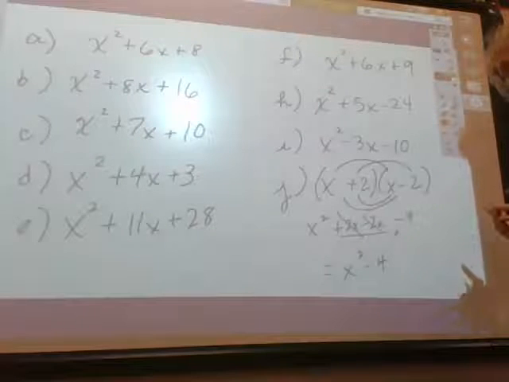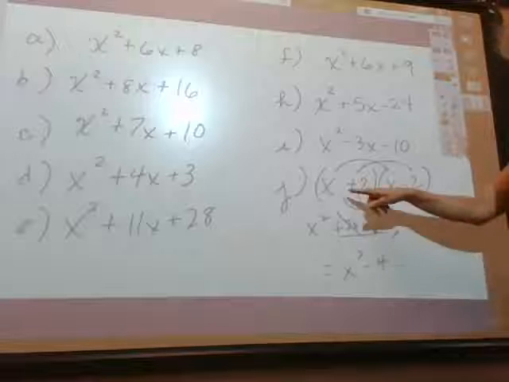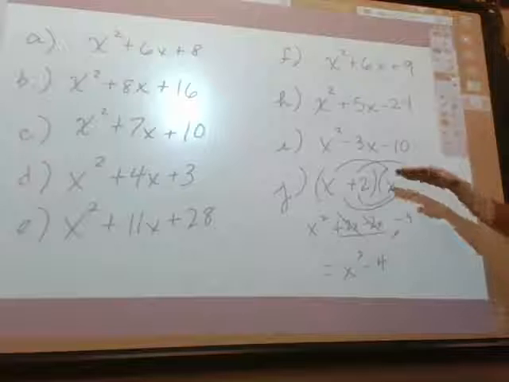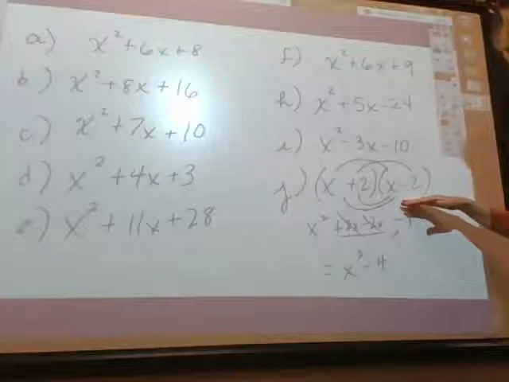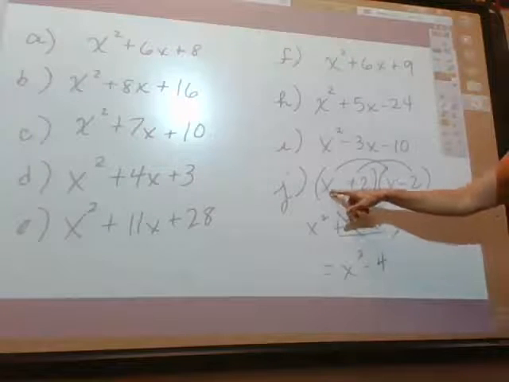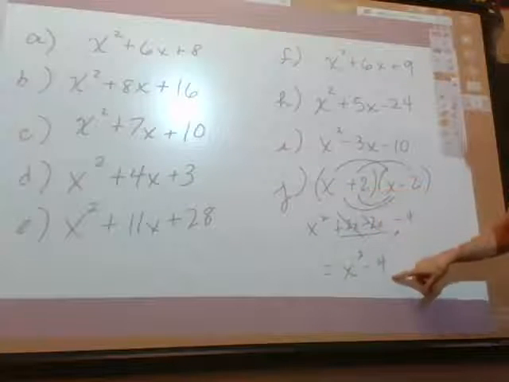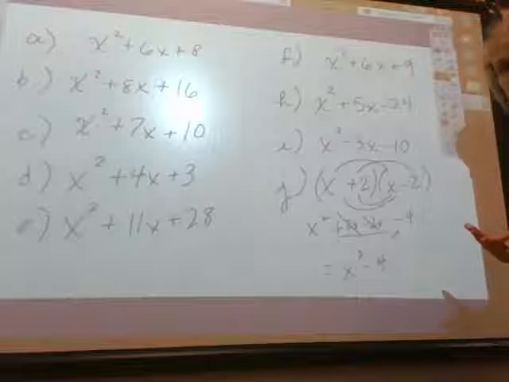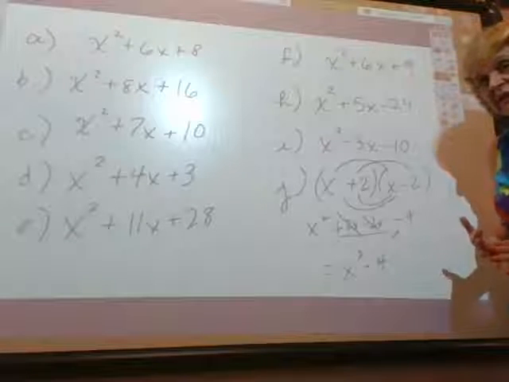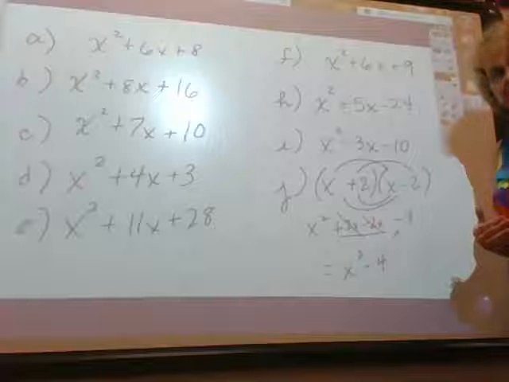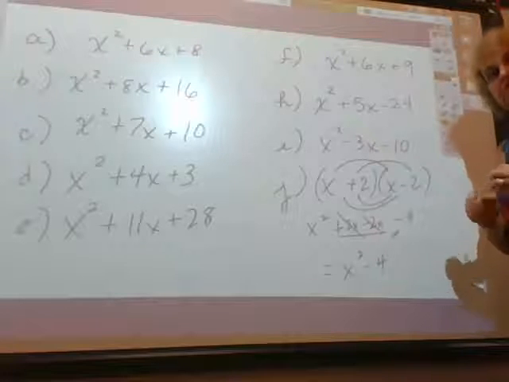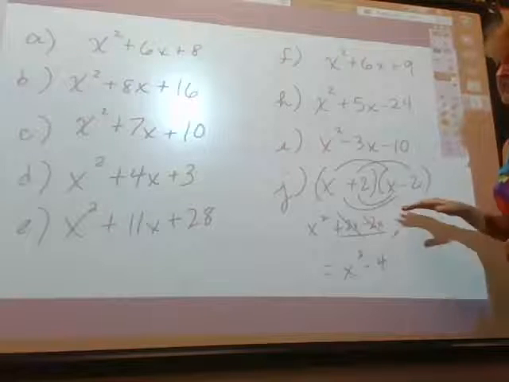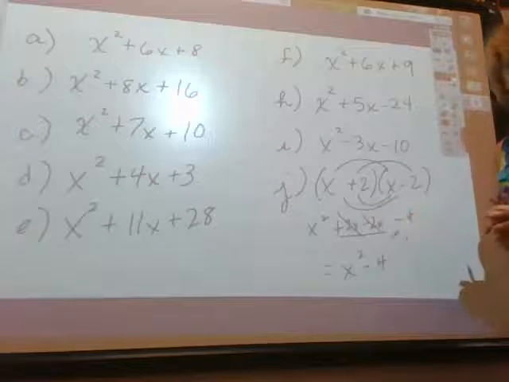So if you realize the shortcut here, anytime these are the same, like x and x, 2 and 2, but one is plus, one is minus, then all that happens is that this gets squared, and it's a minus between them. It happens all the time. If you have x plus 5 times x minus 5, it'll be x squared minus 25, because your middle terms will cancel out. You'll have a plus 5x, a minus 5x. So that's a shortcut that you might want to grasp onto.